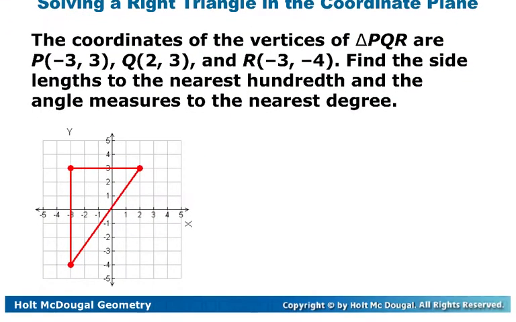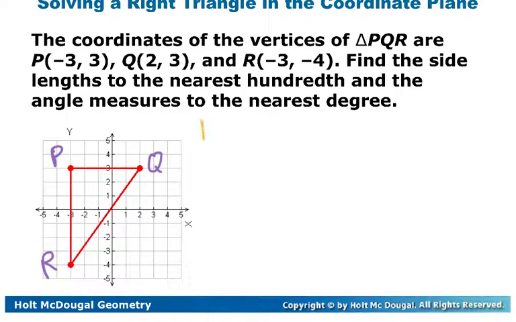Alright, taking a look at our last problem, we're going to solve the right triangle in the coordinate plane. The coordinates of the vertices of the triangle are P of -3, 3, so this is P. Q is 2, 3, so this is Q. And R is -3, -4. And we need to find the side lengths to the nearest hundredth, and the angle measures to the nearest degree.